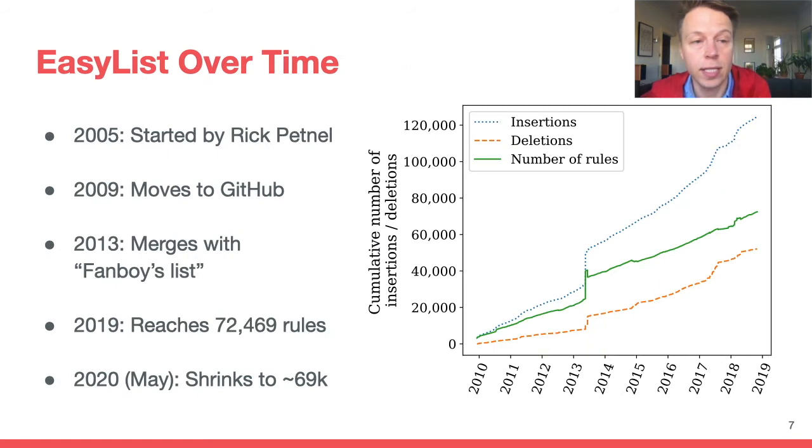A little history about EasyList. So EasyList was started back in 2005 as an individual project. In 2009, it moved to GitHub and started building up a significant number of contributors. In 2013, it had significant growth when it merged with another popular list called Fanboy's List. In 2019, which is when this study concluded, it contained 72,000 rules. As I'm speaking right now, it contains about 69,000 rules, and some of that reduction is a result of this study.